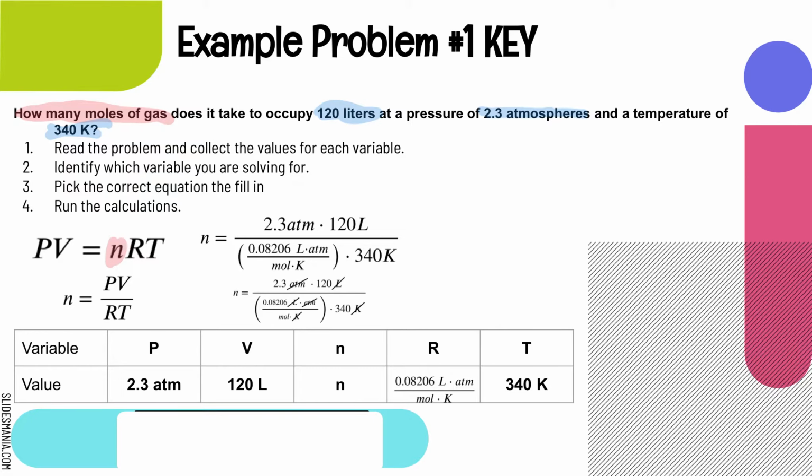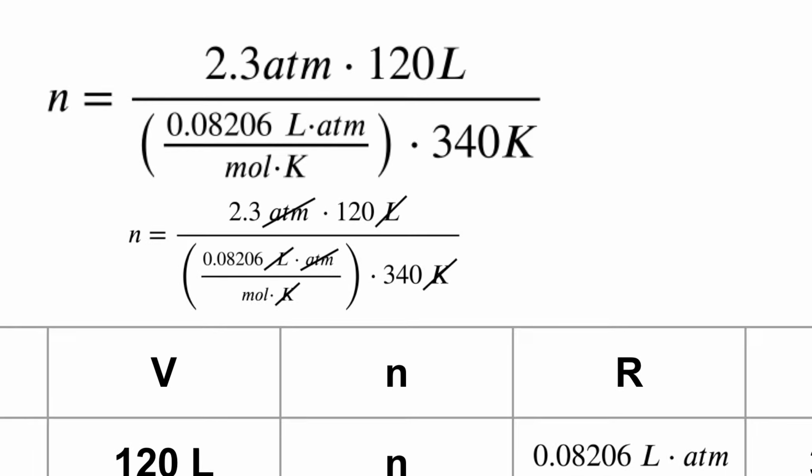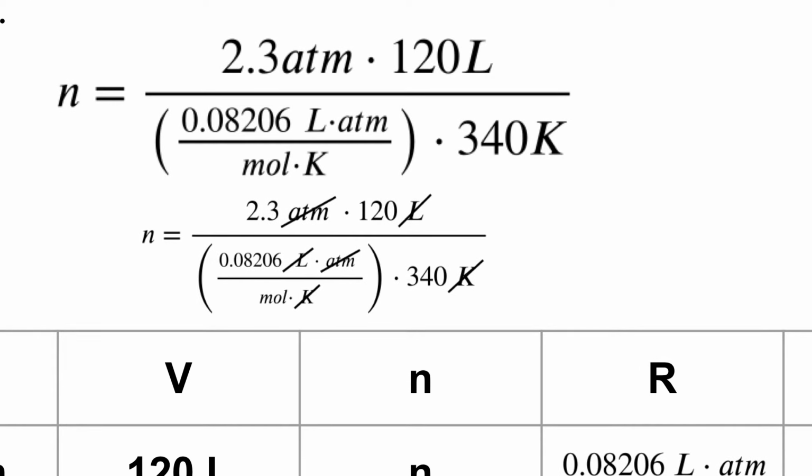What that looks like over here, and I can zoom in, is that when you go to cancel your units, you have liters on here, you have atmospheres here, you have Kelvin and Kelvin here, and so they cancel, and all you're left with is the moles, which is the unit for N. Okay, when you go to put this in a calculator, because I don't expect any of you to do any of this math by hand, you use a calculator, okay?